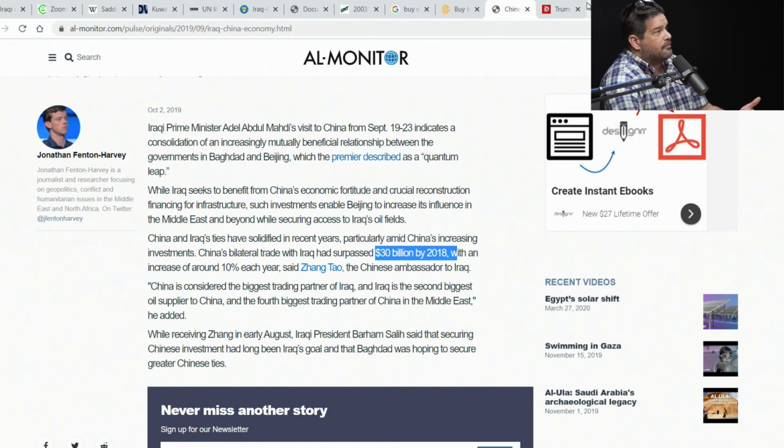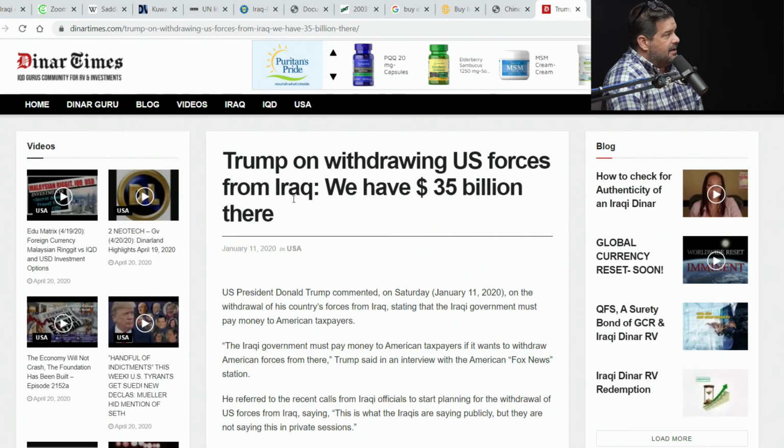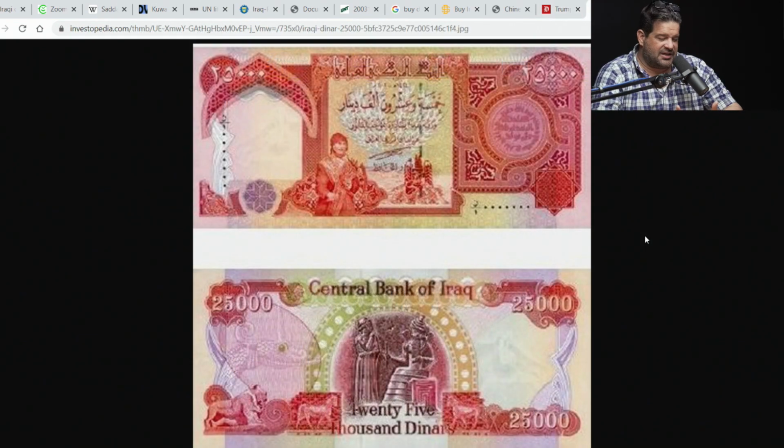What about Trump? Trump said it the other day. He did an interview and Trump says, we have $35 billion in Iraq dinar. And my question is today, why do we have $35 billion in dinar if it's a worthless asset? Why would we put this in the Federal Reserve? Why would we put it under lock and key? If this is worthless, then why do we have so much of it? And I think they know they're going to revalue just like they did in Kuwait.